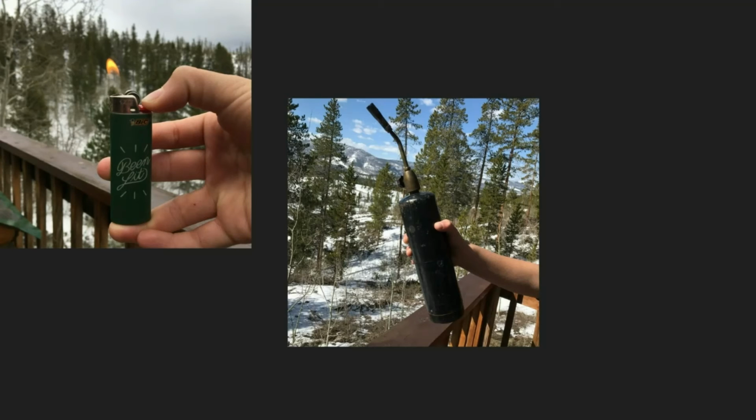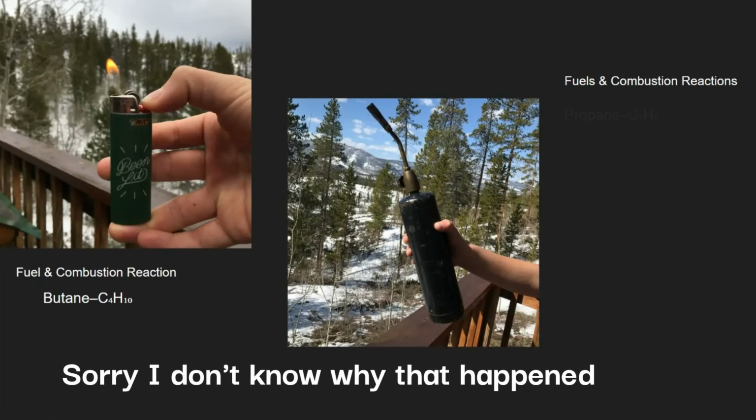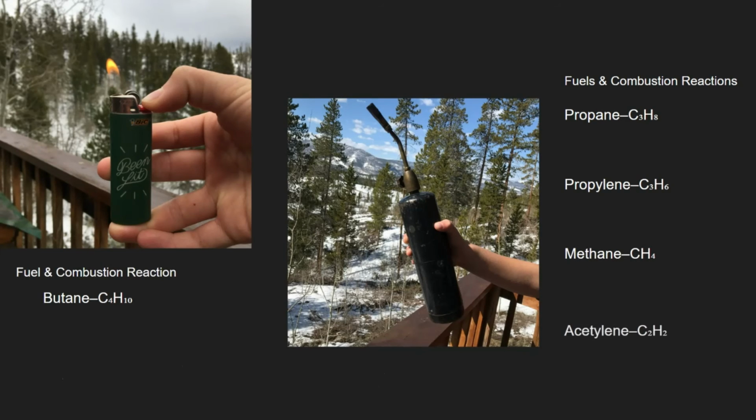Depending on the type of torch, it may either use oxygen from the air or have a separate tank filled with O2. Lighters generally run on butane, while oxy-fuel torches most commonly run on propane, propylene, methane, and acetylene.